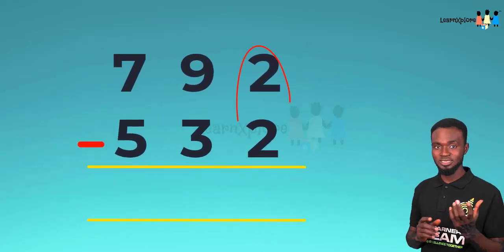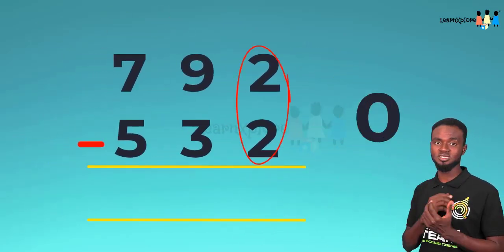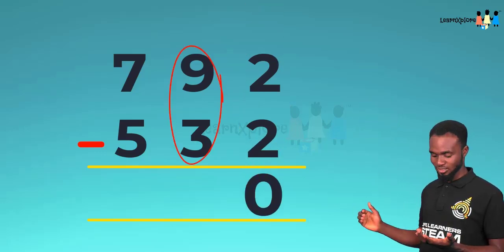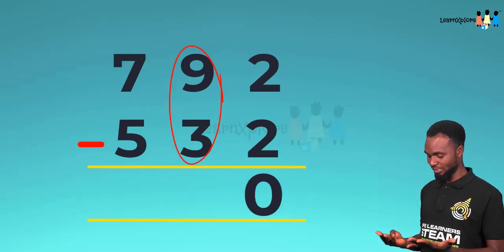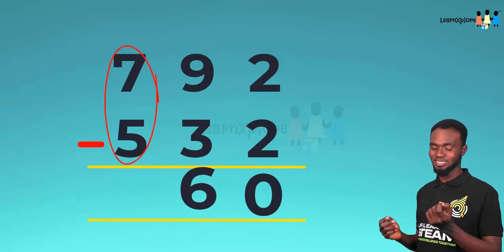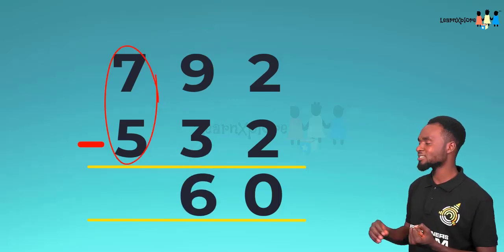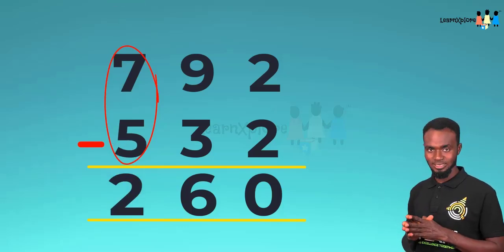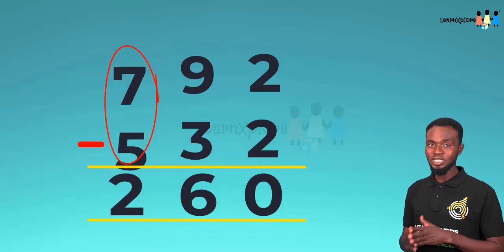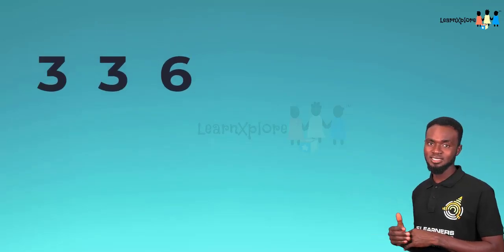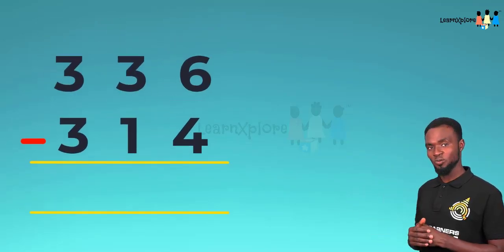So we have 792 minus 532. We start from the numbers in the ones place. We have 2 minus 2 is 0. 9 minus 3. Take away 3 from 9. You have 6. And then finally, 7 minus 5, take away 5 from 7, you have 2. So the answer is 260.